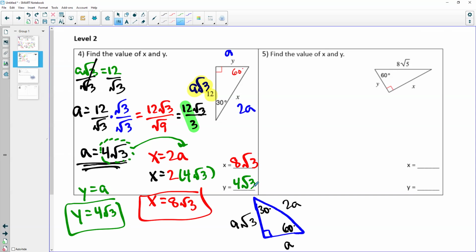Okay, let's hit another one here, and then we'll look at some slightly more challenging questions. So number 5 says find the values of x and y. Again, we're looking at filling in our missing angles. So let's just call this 30.